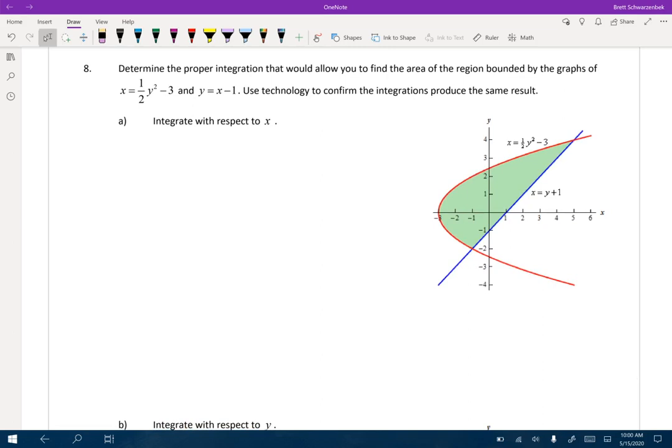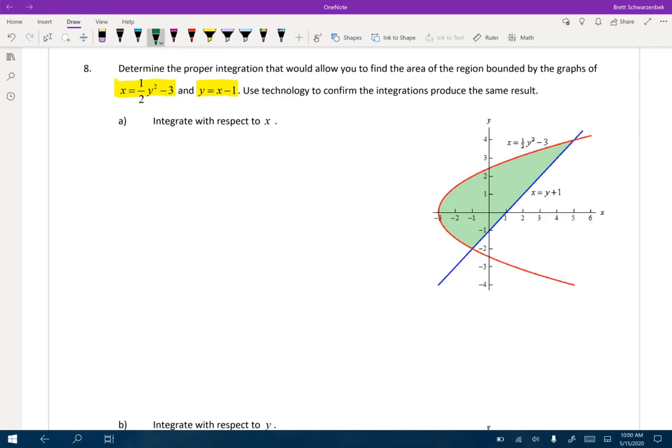Alright, so what are we looking at here? We're looking at the area of the region bounded by 2 functions: x equals 1/2 y squared minus 3 and y equals x minus 1. The first thing you should note is that one is solved for x and one is solved for y, which is completely nasty, right?